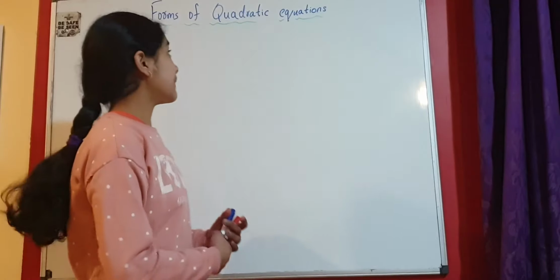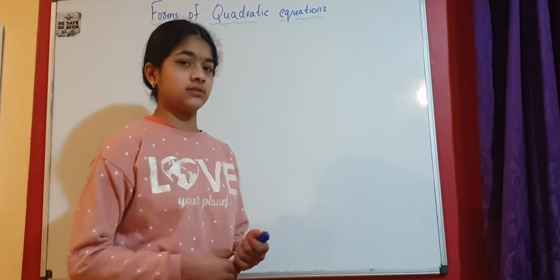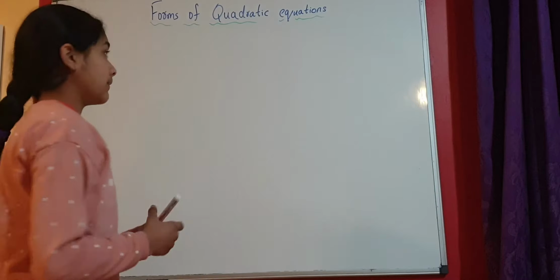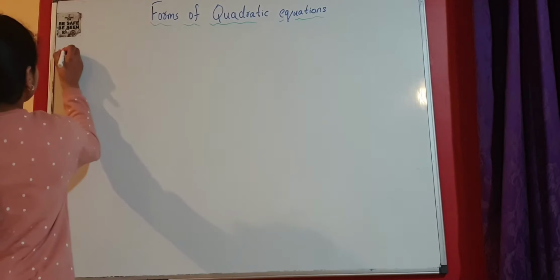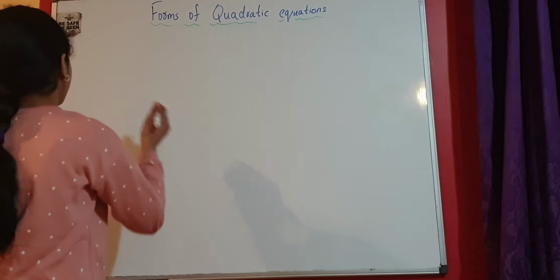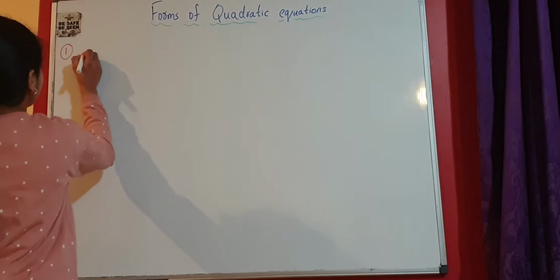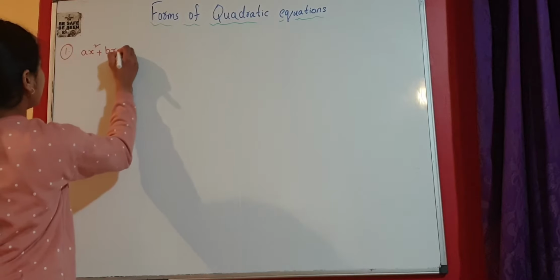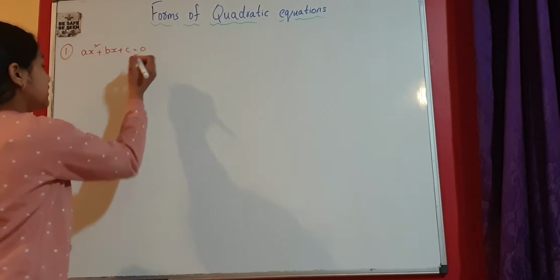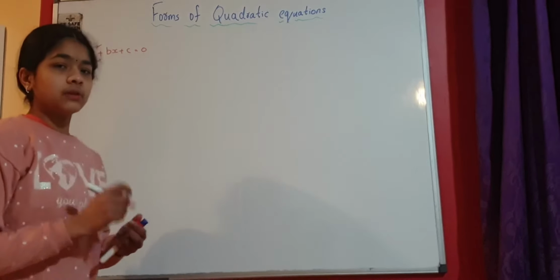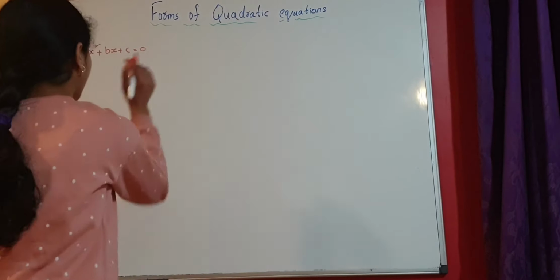Start, we will learn about the forms of quadratic equations. So, we will take up all the forms one by one. The first form of quadratic equation is the basic one. It's a simple form, which is ax square plus bx plus c is equal to 0. So, this is the basic form of quadratic equation. Let's take an example and solve a quadratic equation in this form.